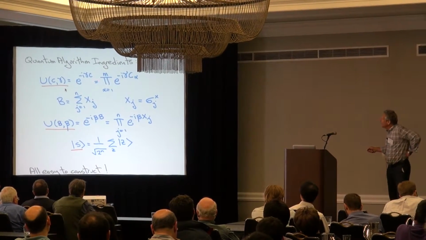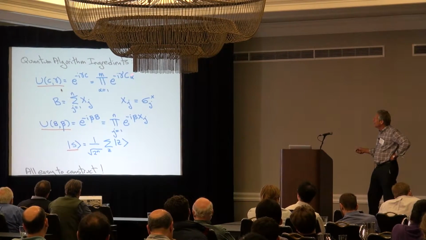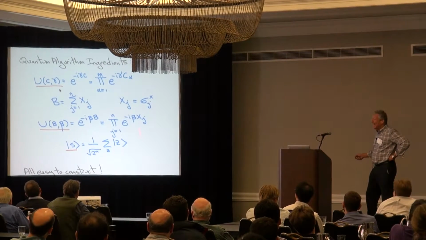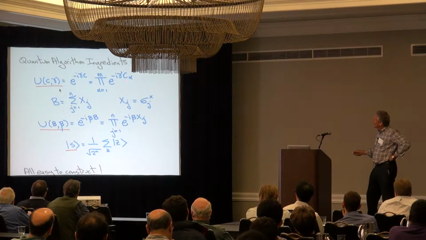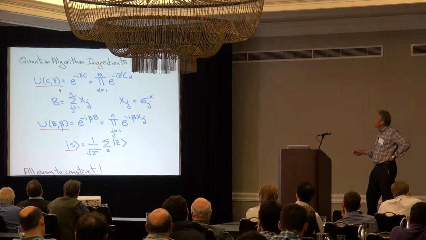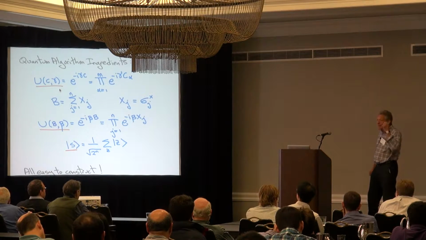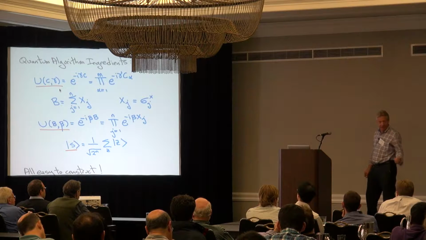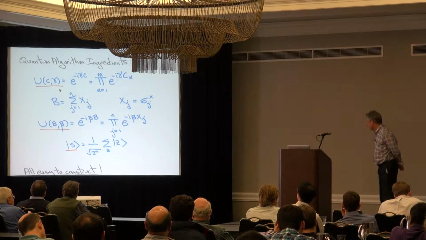And note that this unitary can be written as a product of m unitaries because each of those C alphas commute. So this thing is actually a product of unitaries, each of which involves the bits in the clause alpha. So this is a product of m unitaries.